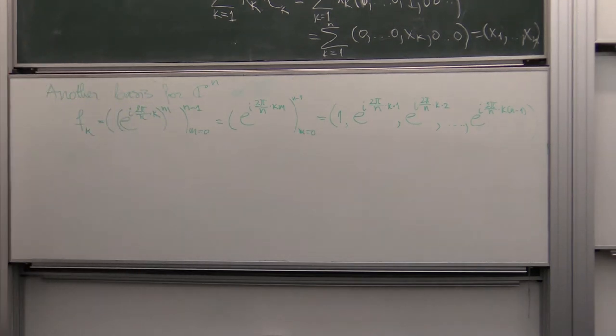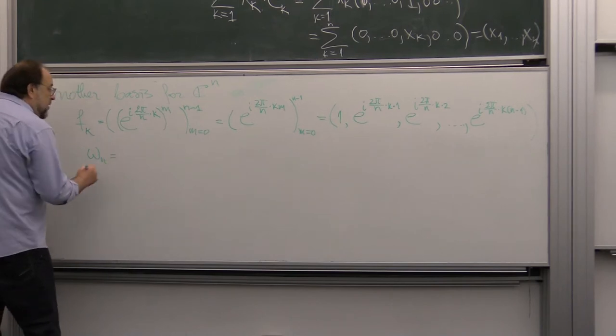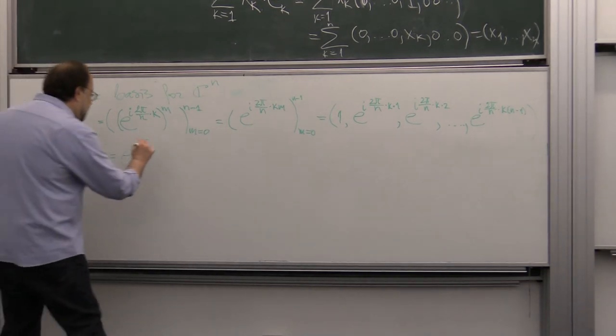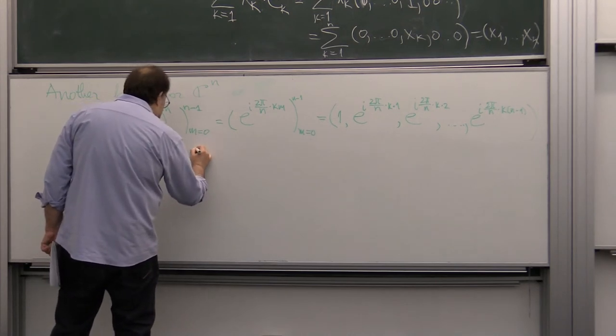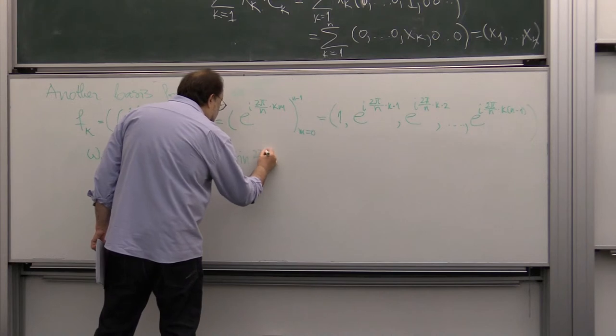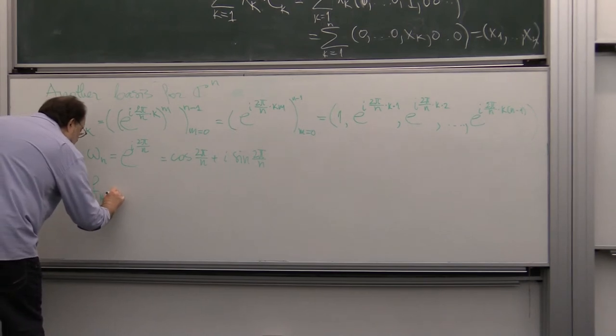Now, this might look like a strange choice of a basis in this n-dimensional space. So if you denote by omega n the following magnitude, e to the i 2 pi divided by n, which is just equal to cosine 2 pi divided by n plus i times sine 2 pi divided by n. This is what we saw in 3.1.2.1, the primitive root of unity of order n. Then f k can be written in a simple way.